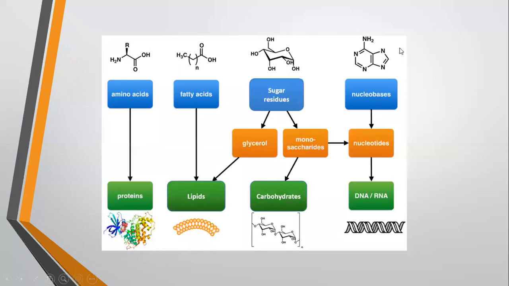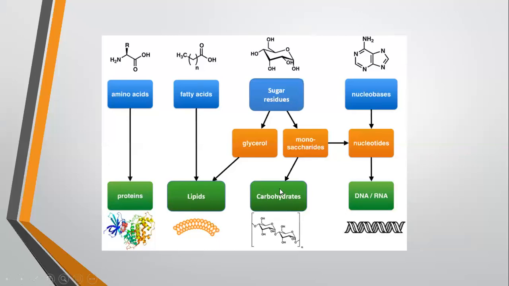So this is just a little diagram to summarize the major macromolecules and their monomers and polymers. To start off, on the left, we have amino acids, which are the monomers of proteins. Moving on, we have fatty acids, which we talked about, and they form ester linkages and form the polymer lipids. And for carbohydrates, the monomers are monosaccharides, which are sugar residues, and they combine to form polysaccharides or disaccharides, which are carbohydrates.